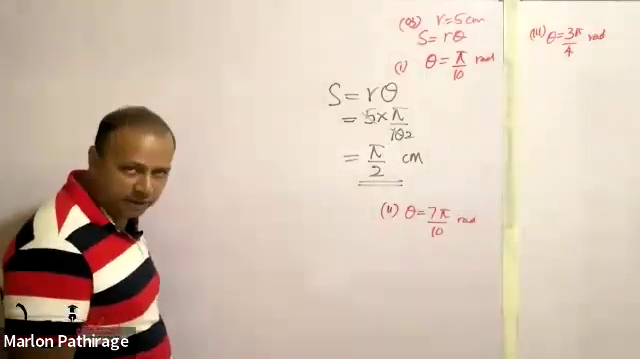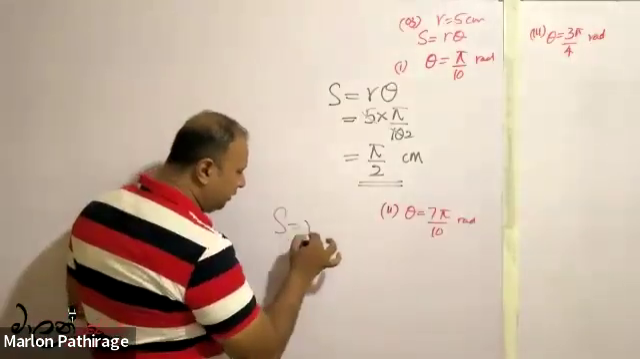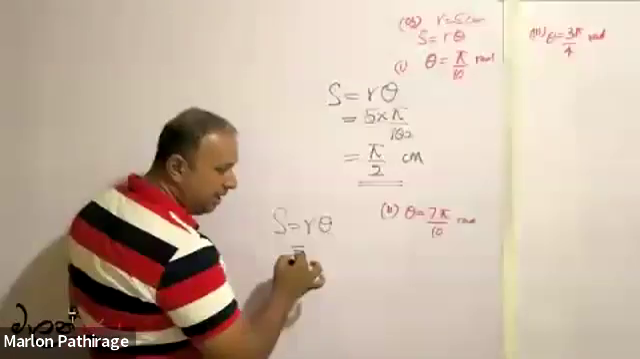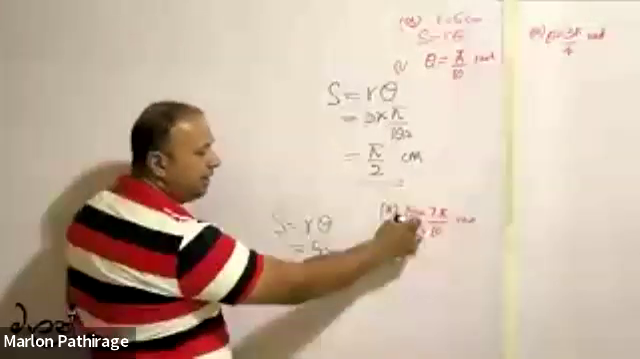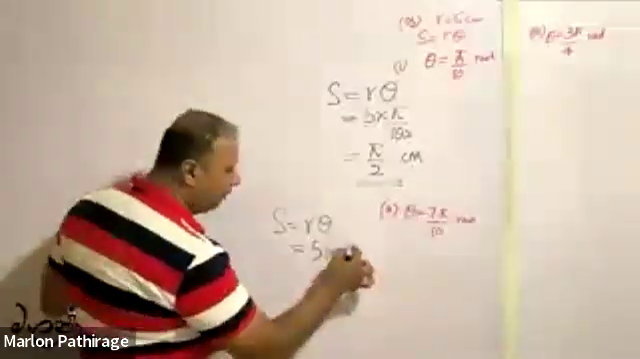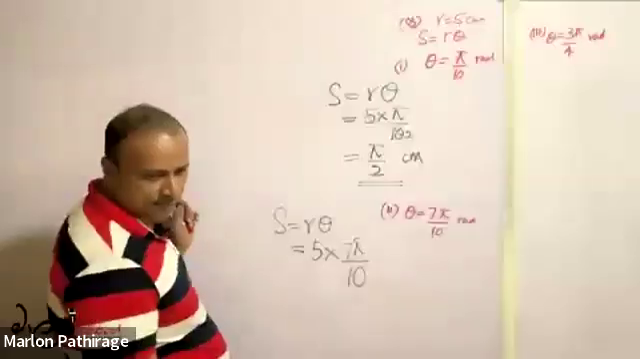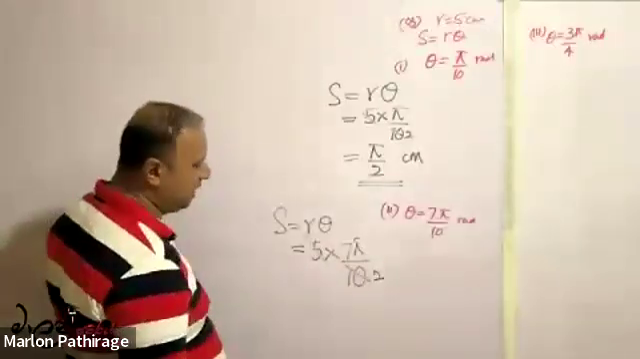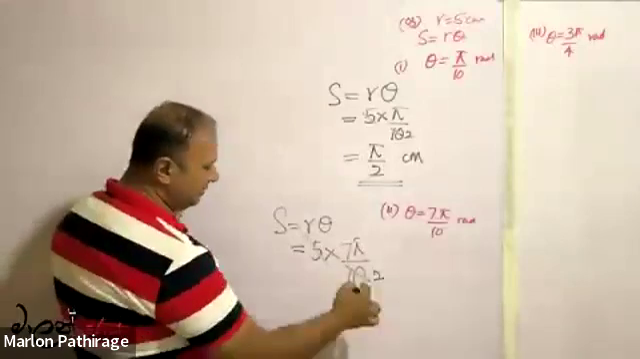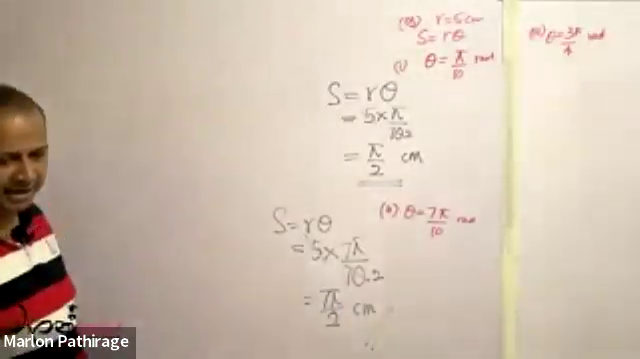Now the subtended angle is 7 5 over 10. Then if I apply the S equal R theta equation, the radius is 5 centimeter. The subtended angle is 7 5 over 10. 5 to 10 is 2. Therefore the answer is 7 5 over 2 centimeter.